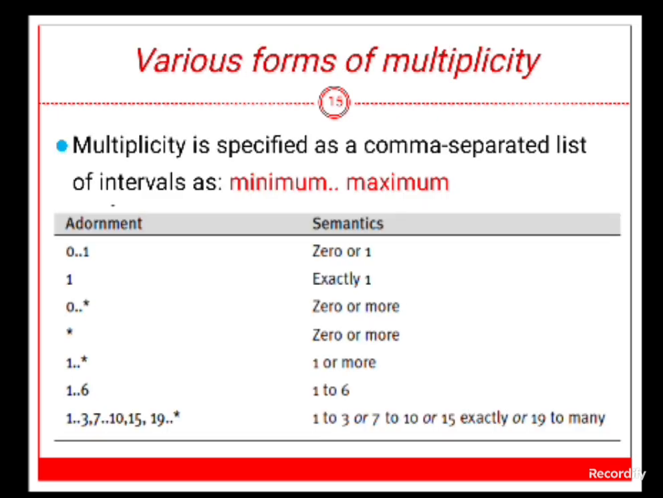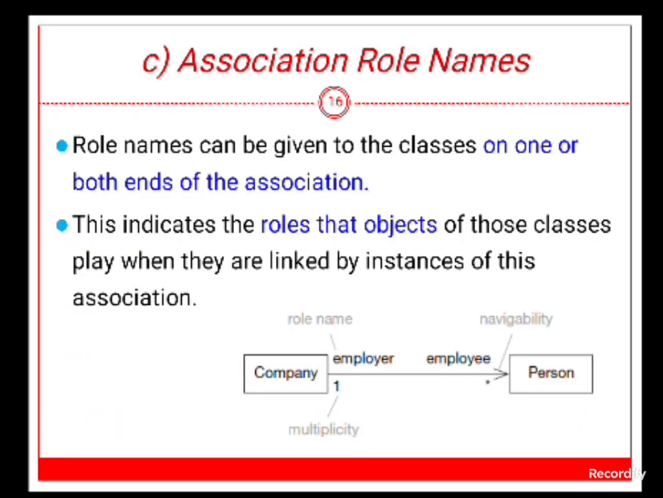So next one is various forms of multiplicity. Multiplicity can have different values such as 1, 0 to 1, 1 to 0. These values indicate the minimum and maximum number of objects participating in a relationship.